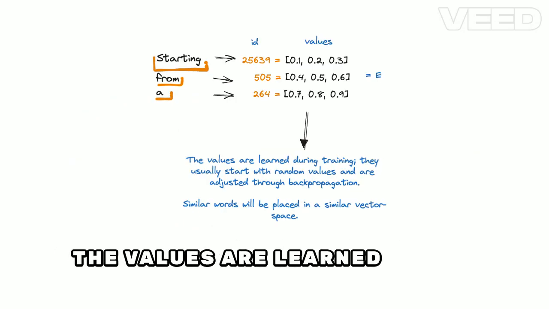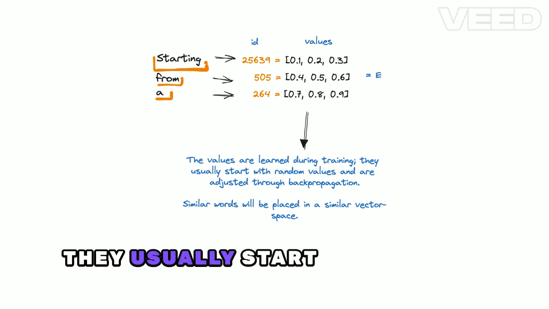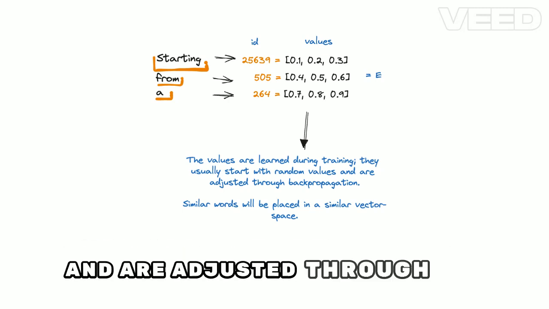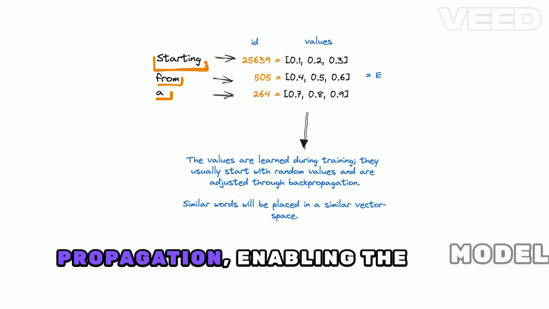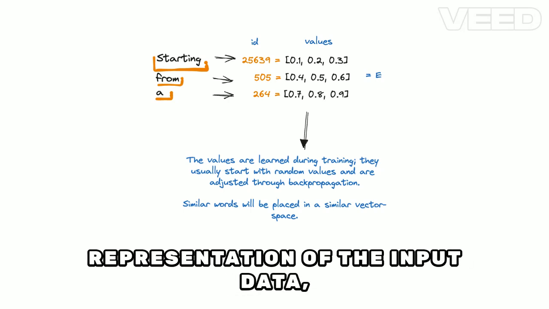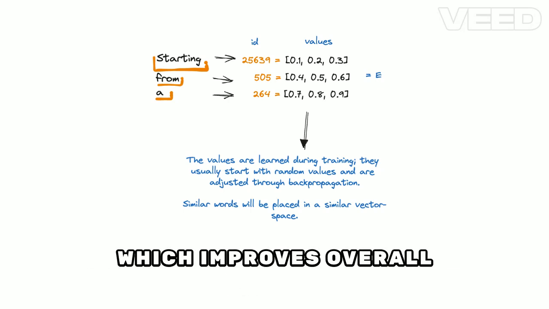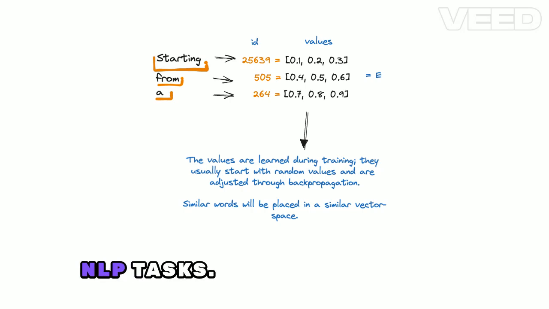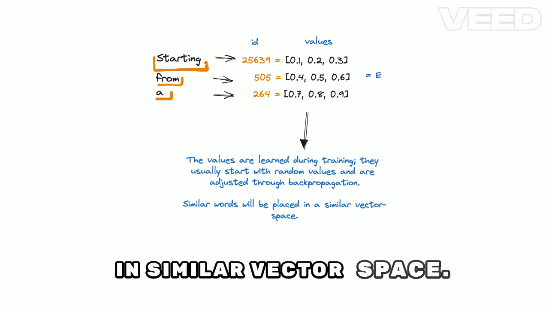The values are learned during training. They usually start with random values and are adjusted through backpropagation, enabling the model to learn effective and meaningful representation of the input data, which improves overall performance on NLP tasks. Behind the scene, similar words will be placed in similar vector space.